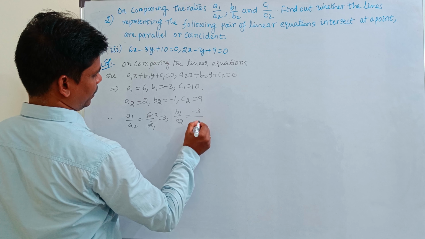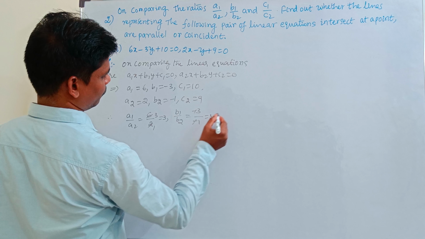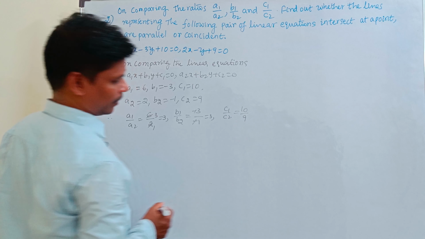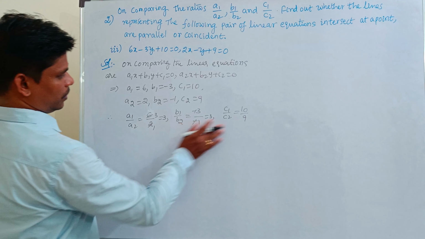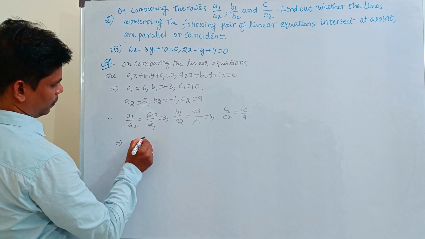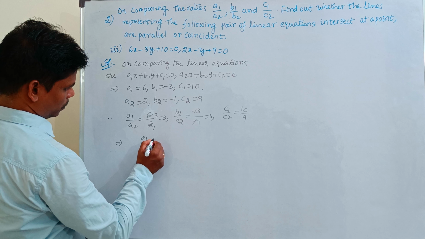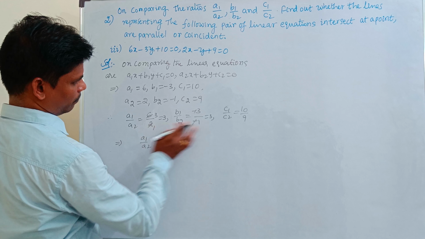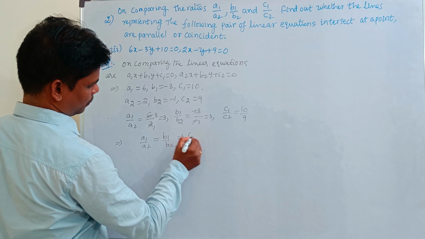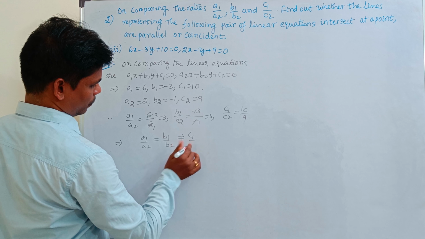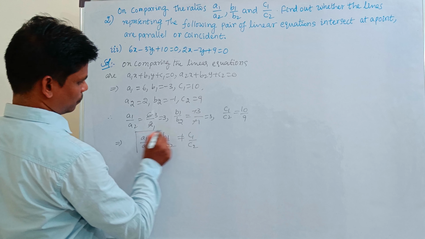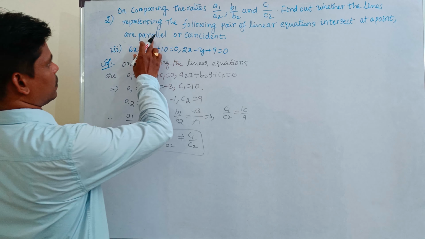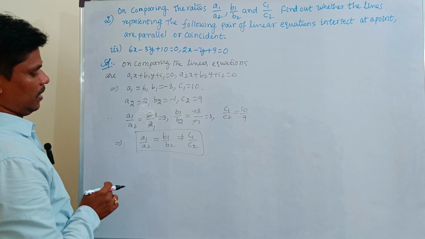-3 by -1, minus minus cancel, 3. C1 by C2 is equal to 10 by 9. So these three ratios, how is it? A1 by A2 is equal to B1 by B2. These two ratios are equal, but C1 by C2 is not equal. So this condition is for which pair of linear equations, that is, those lines are parallel.